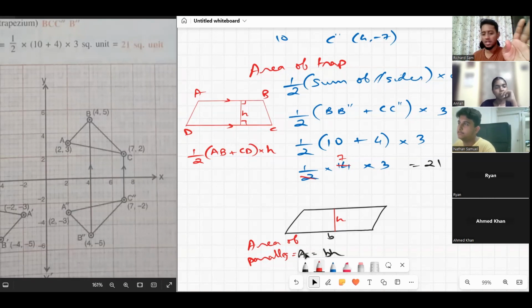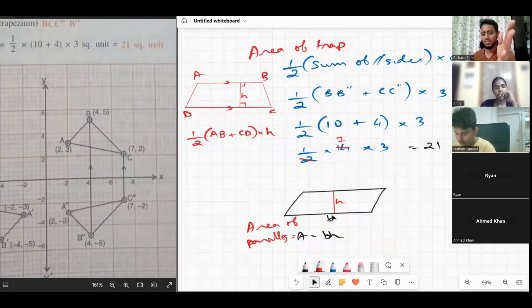And parallelogram is base. Here also height is perpendicular to the base. Remember that. This is not the height. Can this be the height here? No, that's not perpendicular. It is sideways, no?